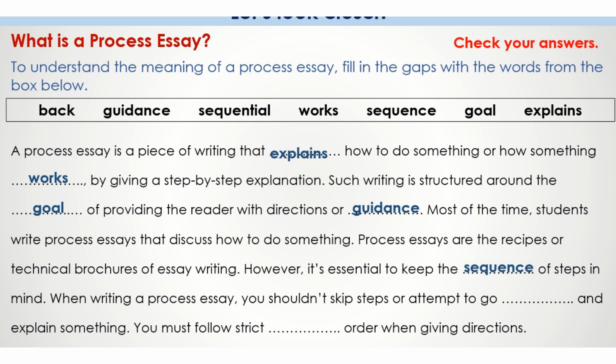However, it is essential to keep the sequence, the order, the organization of steps in mind. Be aware of them. When writing a process essay, you shouldn't skip steps or attempt to go back, which means to return and explain something. You must follow strict sequential order: number 1, number 2, number 3. Don't say number 1, number 3, or number 3, number 1. No, follow the steps given when giving directions.